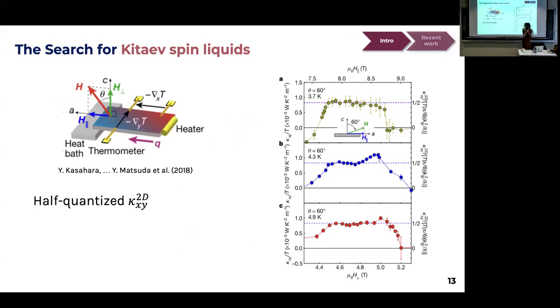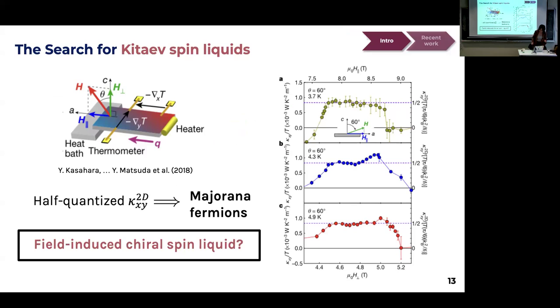One of the groundbreaking experimental results has measured a half quantized thermal conductivity in alpha ruthenium trichloride. And this half quantization is supposed to be indicative of Majorana fermions. It's supposed to be a smoking gun signature, if you will, of Majorana fermions. And this was done in a finite field, right? And so if this experimental data is confirmed, then do we actually have a field-induced Kitaev spin liquid? And this is very exciting.